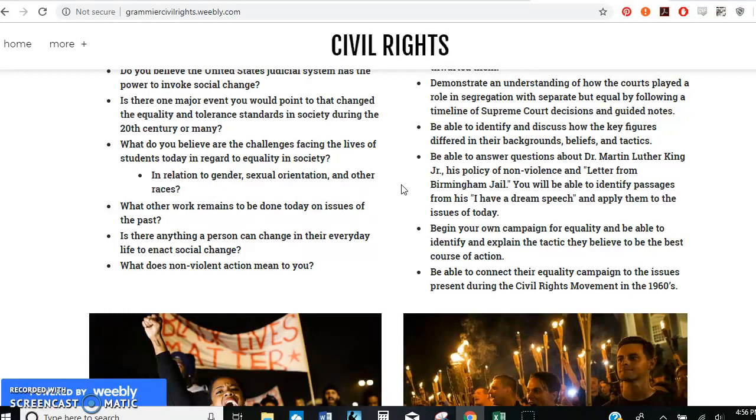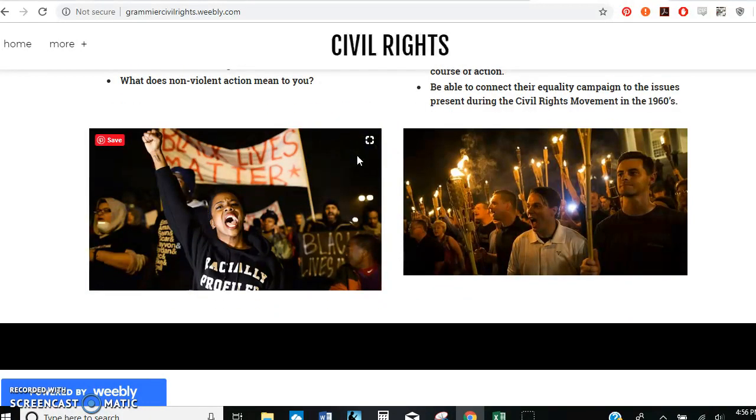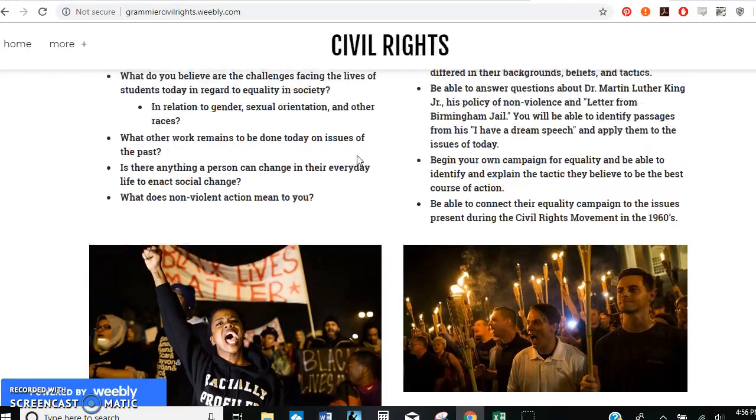I also want them to be able to identify protest tactics and the policies of nonviolence, because as you can see here from the photos I included of Black Lives Matter and then Charlottesville, these issues are still very prevalent today, and it's important for people to be able to present their views in a constructive way and in a nonviolent way. And so Dr. King's lessons will be important for them to learn.